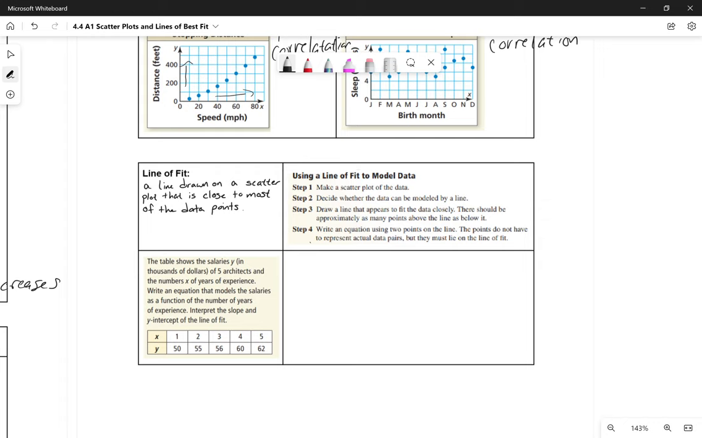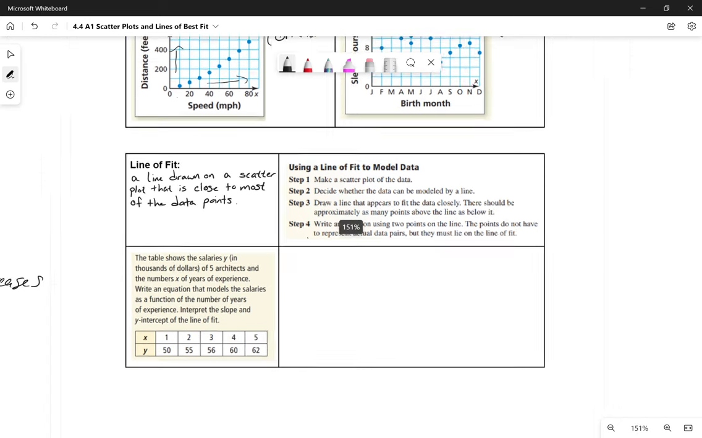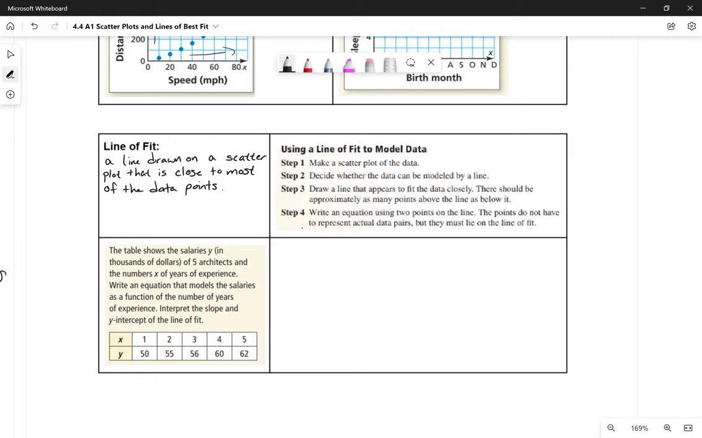So we're going to see if our data shows an increase or a decrease in what's going on. So let's take a look at our example. The table shows the salaries in thousands of dollars of 5 architects and the number x of years of experience. We're going to write an equation that models the salaries as a function of the number of years of experience. Then we are going to interpret the slope and the y-intercept of the line of fit.